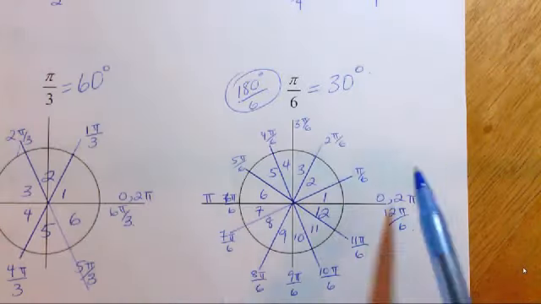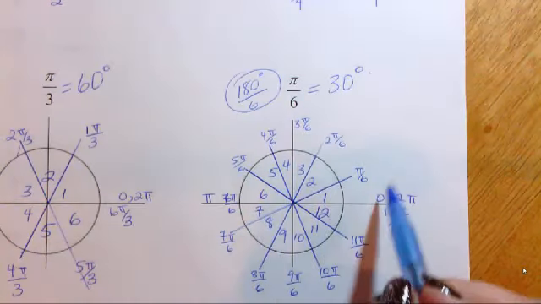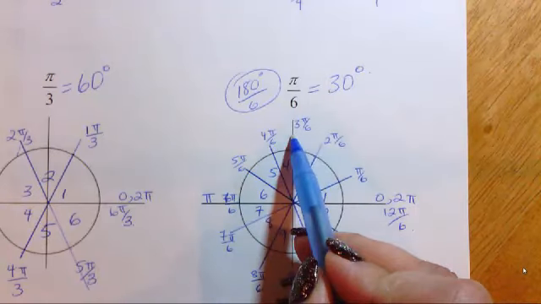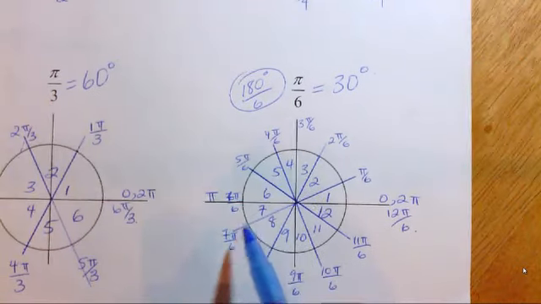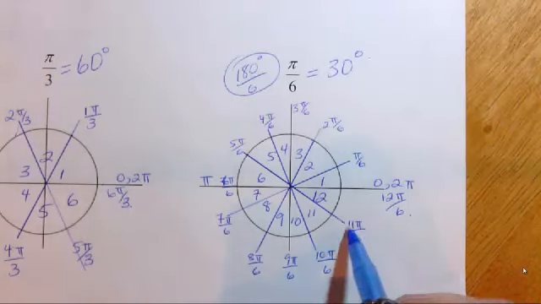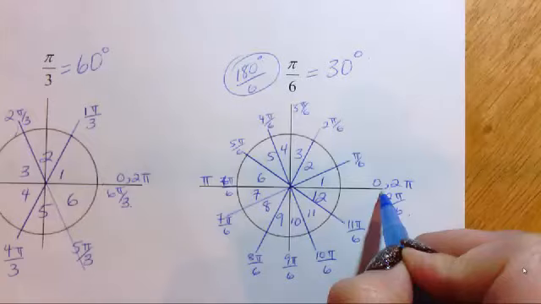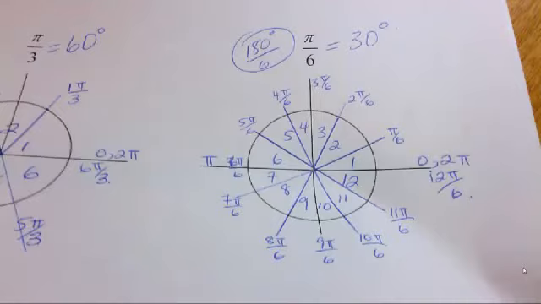Now finally here we've got our pi by 6s. That's going up by 30 degrees. So I've got 0 pi by 6, 1 pi by 6, 2 pi by 6, 3, 4, 5, 6 pi by 6, 7, 8, 9 pi by 6, 10 pi by 6, 11 pi by 6, and 12 pi by 6. So that's how you count by pi's going around your unit circle.